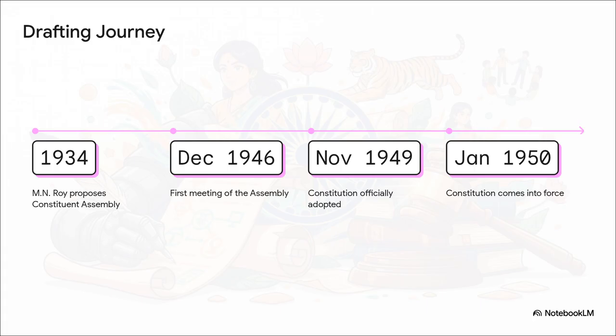Tracing this journey back, the initial spark actually came way back in 1934 with M.N. Roy's proposal for a constituent assembly. Fast forward to December 9th, 1946, and they hold their very first meeting. After years of intense, grueling work, the Constitution was officially adopted on November 26, 1949, but they intentionally waited to commence it until January 26, 1950. Why? To commemorate Purna Swaraj Day, or complete independence, which the Indian National Congress had declared back in 1930.